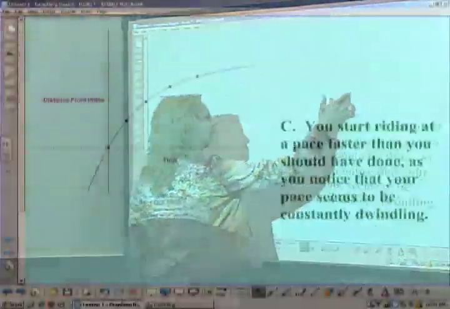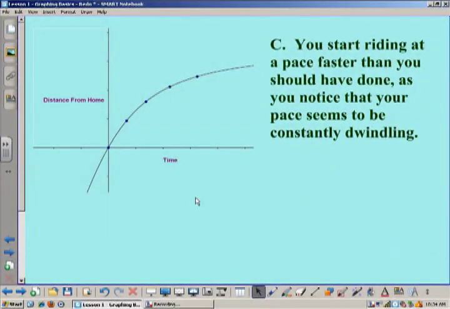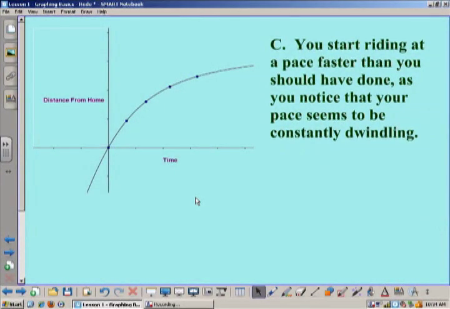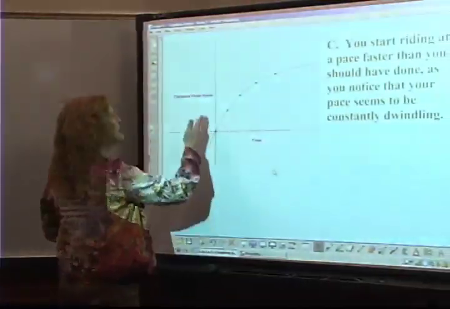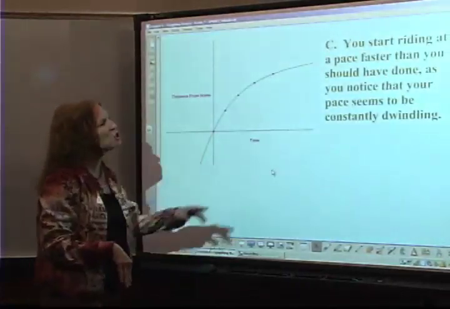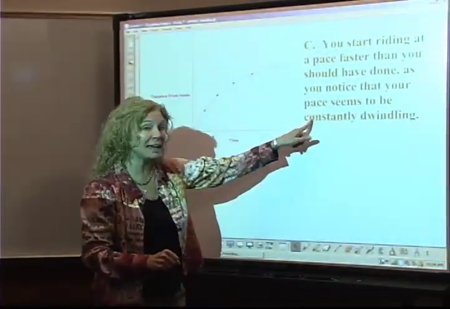So, as you look at the story that I put with this, you start writing a little bit too fast. I know I've done that. And then you're just a little worn out and you're slowing down. Now, you might think, what is this crazy woman talking about? We're graphing time and distance, so how can she be talking about pace?